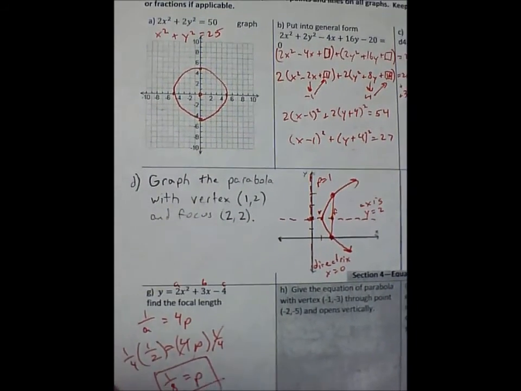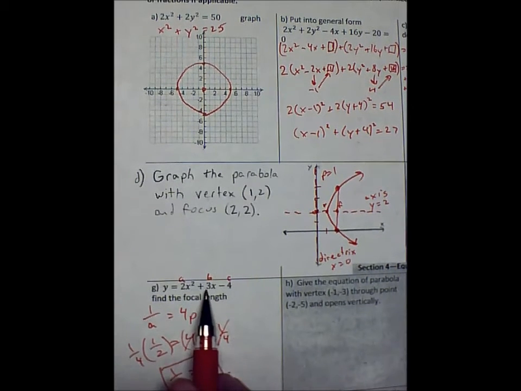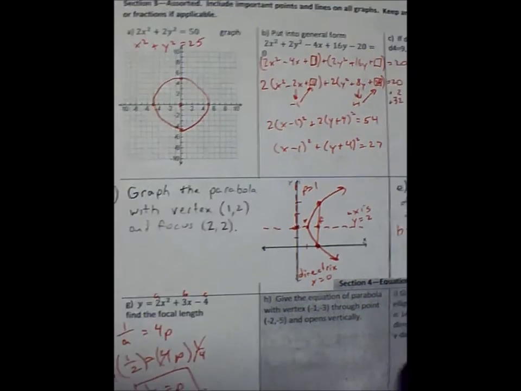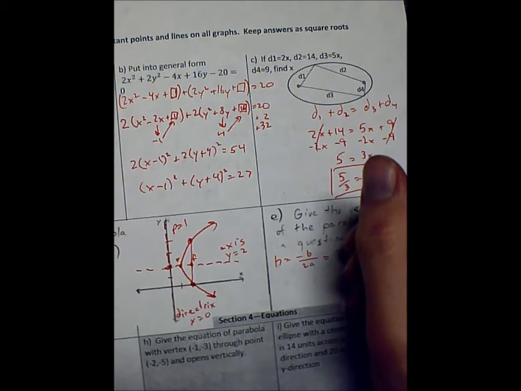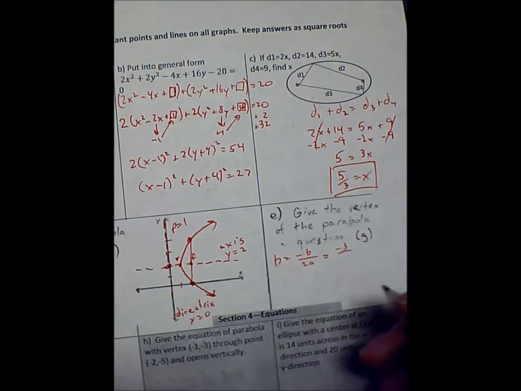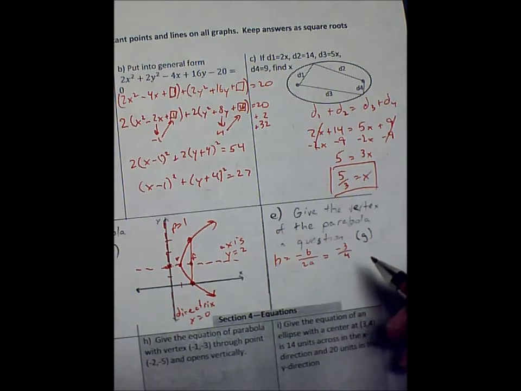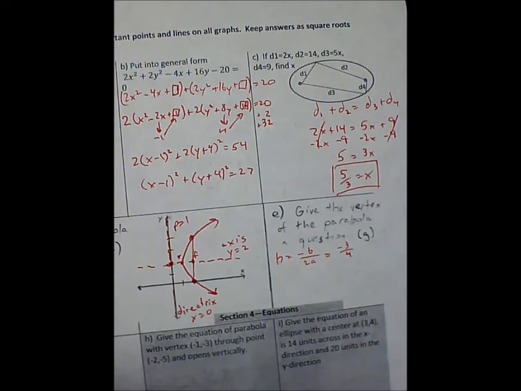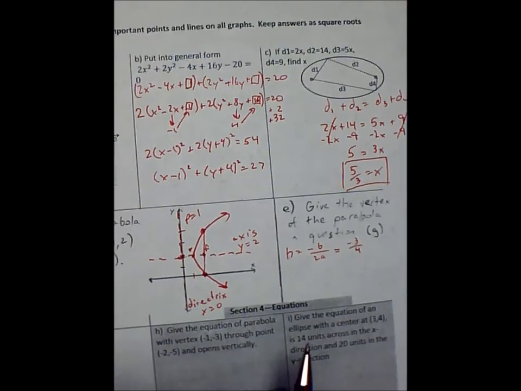Now, let's go back over here. B would be 3, a would be 2. That comes from this other equation. So that's negative 3 over 2 times 2. 2a, 2 times 2, which is 4. So there's h. That's the x value of the vertex.